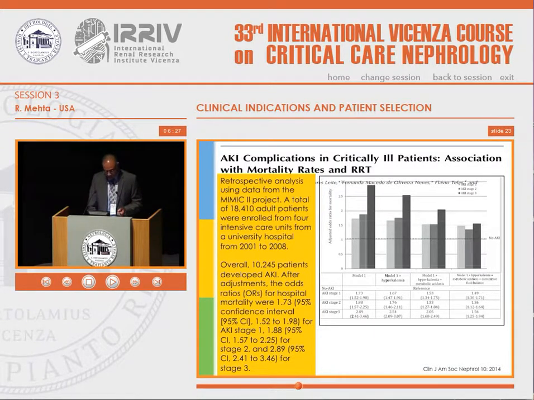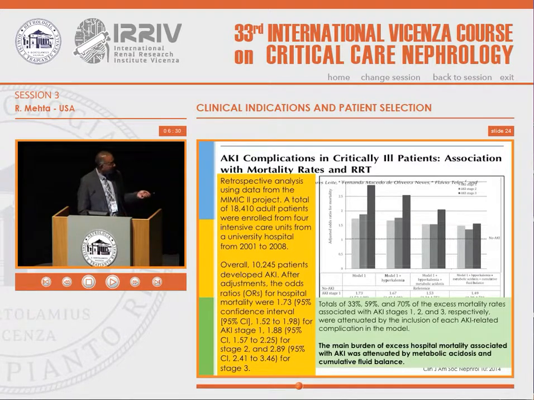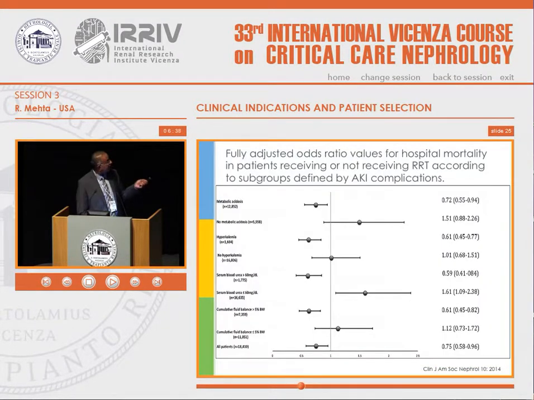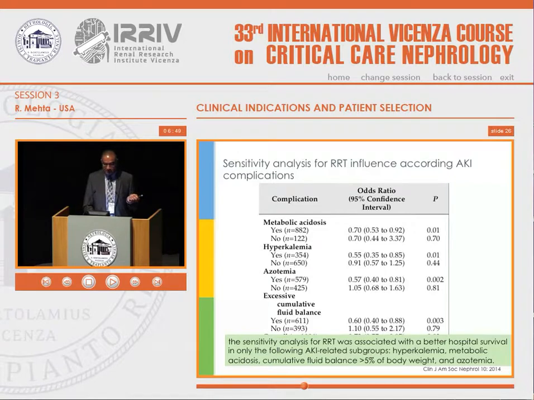And in the patients who were treated with RRT, the main burden of the excess mortality was attributed to metabolic acidosis and cumulative fluid balance itself. And when you looked at it with respect to those patients who had or did not have metabolic acidosis, and this is the risk of mortality, you can see it is evident across the board. If you take this one step further and look at the patients who require RRT, you can say, yes, certainly those patients who have these indications are at much higher risk of dying. So there does seem to be some suggestion that these indications have value with respect to predicting an adverse outcome.